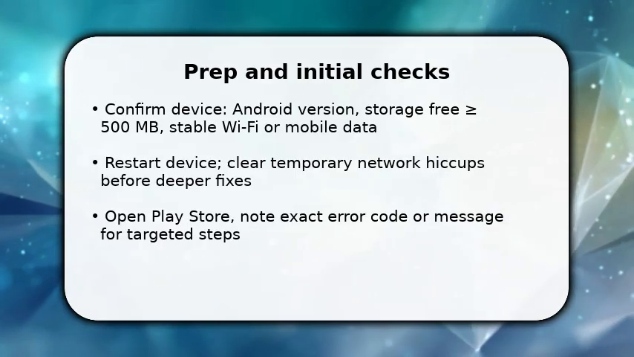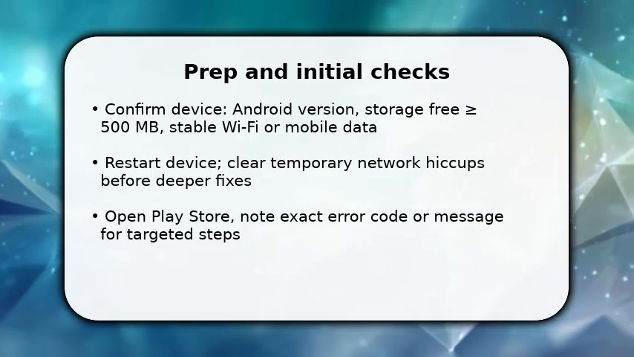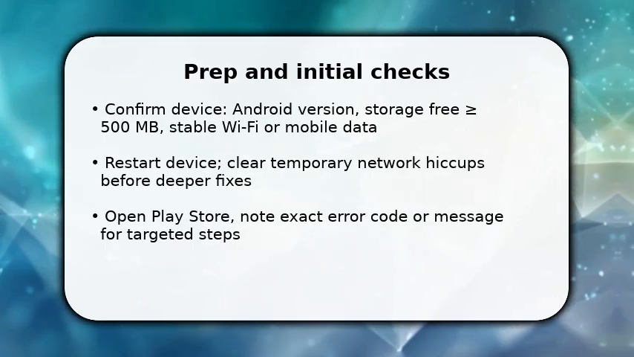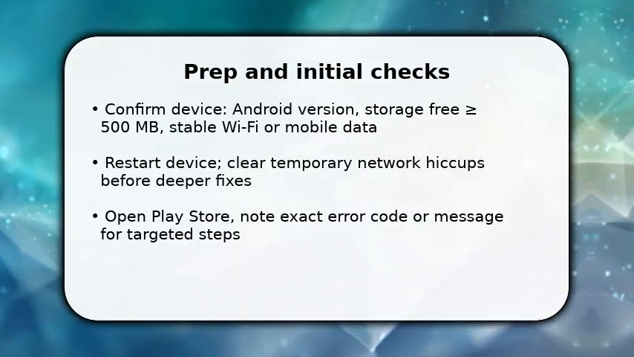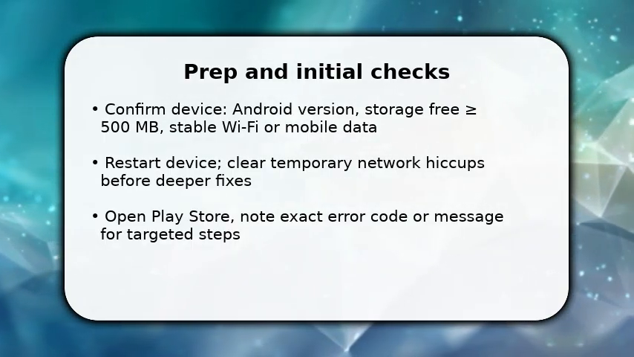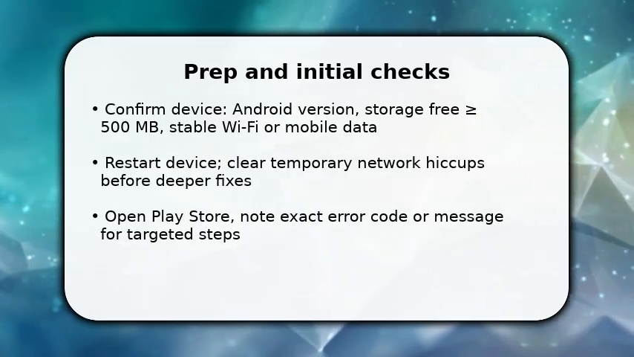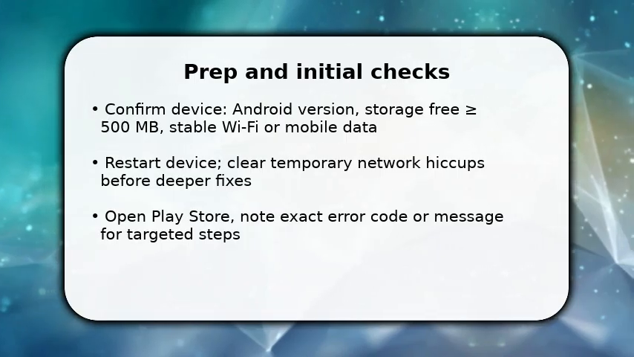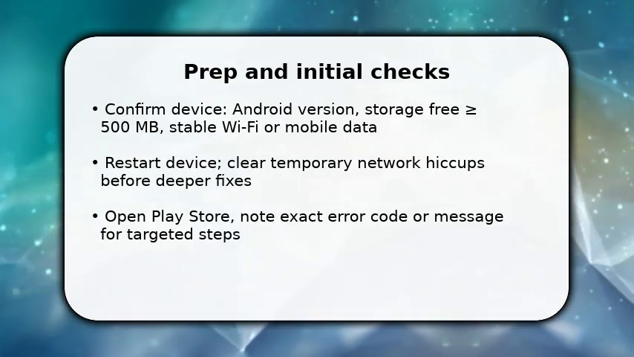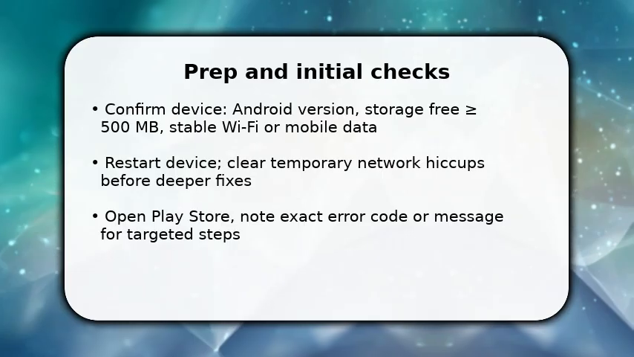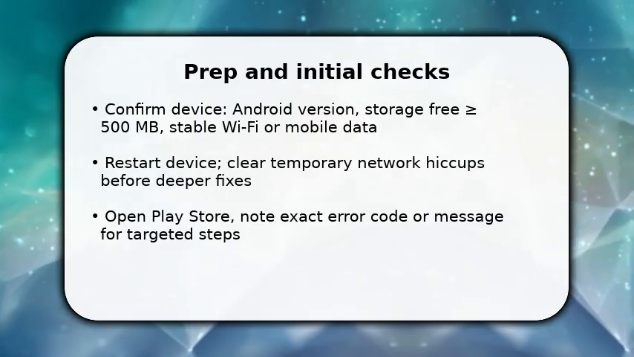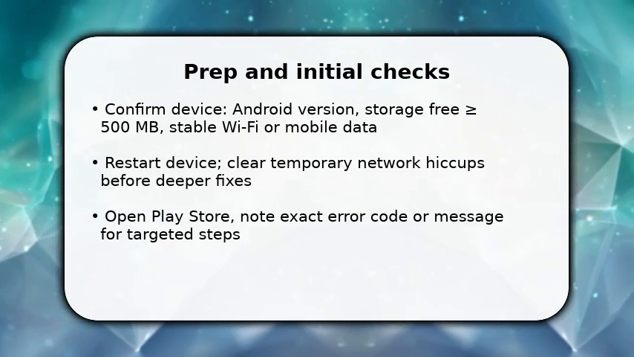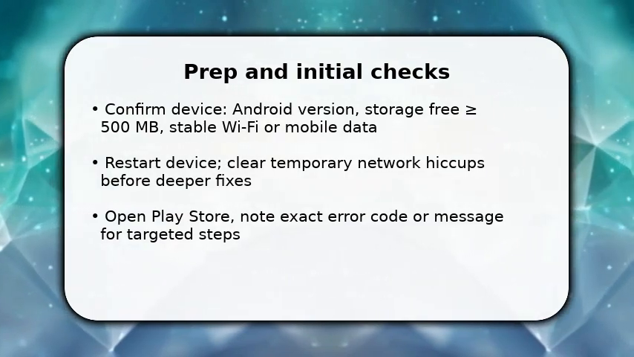You start by confirming the essentials: Android version and at least 500 MB free storage, because insufficient space or old builds often break updates. Once done, restart the device to clear transient glitches and reconnect to a reliable Wi-Fi or mobile network. Open the Play Store and write down the exact error code or message. This directs the fix. Do this now, because identifying the specific failure saves time and prevents blind troubleshooting later.